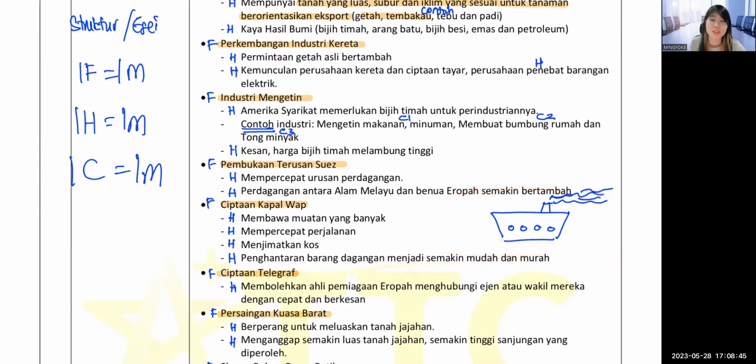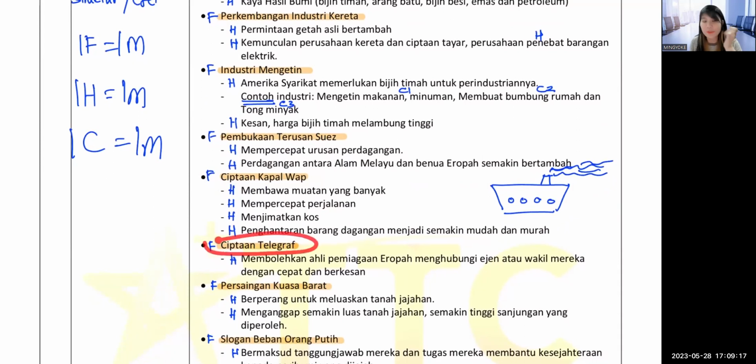Engine. They use engine. So at the end, according to kapal wap, they will what? Membawa muatan yang banyak. They carry a lot of goods. Due to the kapal wap, they fasten their journey. They can save costs, and their delivering of goods became faster and cheaper. Understand? Okay. Then the next one is we have ciptaan telegraph.